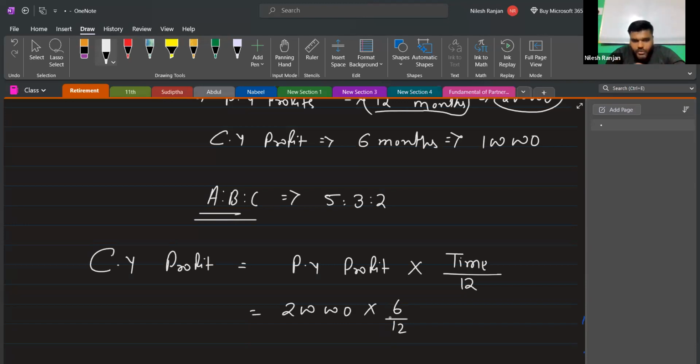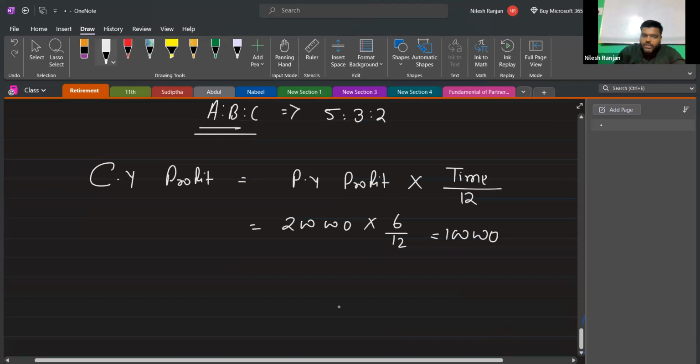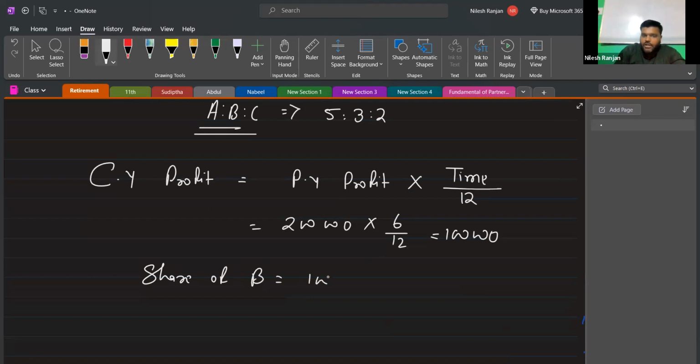So first, this 1 lakh will be calculated. After that, you have to calculate the share of B. It will be 1 lakh into 3 by 10, that is 30,000. Yes, sir, this is the calculation on the basis of time.